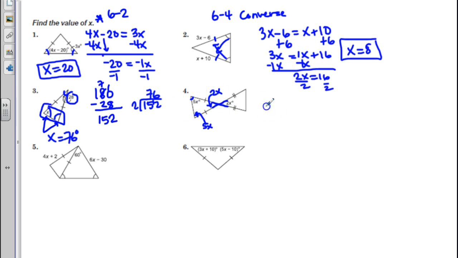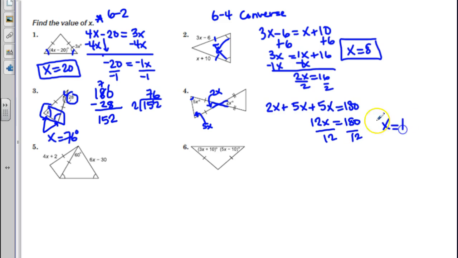So now I have 3 angles in a triangle, and I know they have to add to be exactly 180 degrees. So I have 2x plus 5x plus 5x, which is 12x, equals 180. And then I'll divide both sides by 12. So 12 goes into 18 one time with 6 left over, and 5 times 12 is 60, so 60 divided by 12 is 5. x equals 15. You can do that with your calculator if you'd like, but shouldn't have a problem doing it that way.